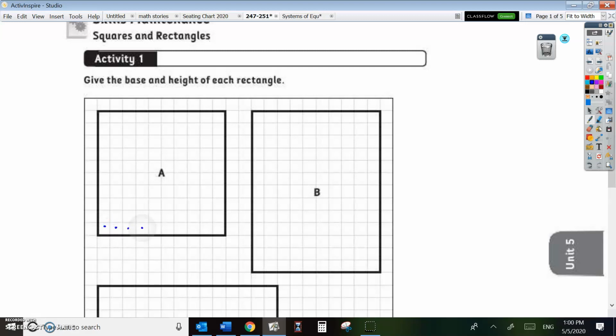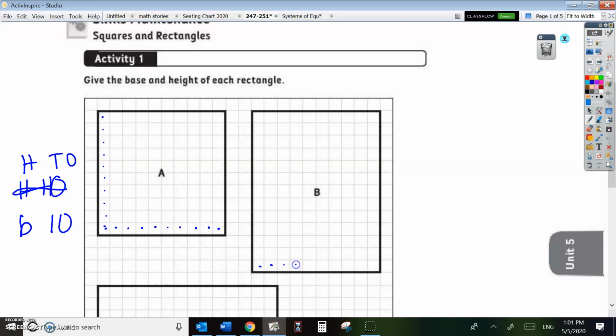1, 2, 3, 4, 5, 6, 7, 8, 9, 10. So the base is 10. 1, 2, 3, 4, 5, 6, 7, 8, 9, 10. And the height is 10. Okay, sorry about that.